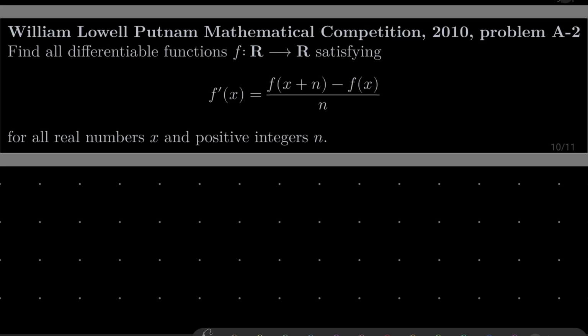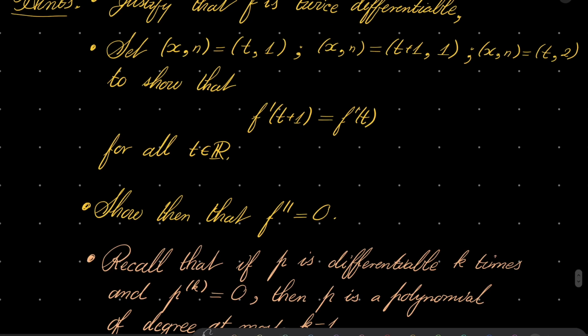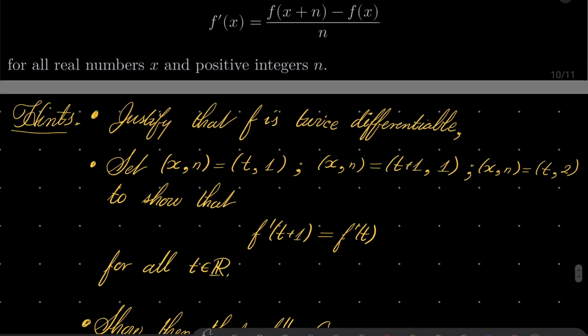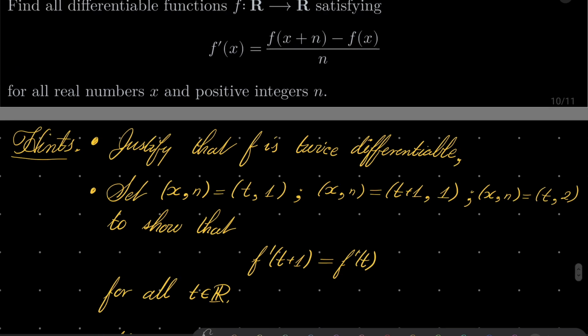So here are my hints for this functional equation. First, justify that our function is not only once differentiable, but actually twice differentiable. In fact, it is infinitely many times differentiable. That should be pretty easy, because notice that from this equality, for example for n equals 1, the right-hand side is differentiable, so the left-hand side is also differentiable.